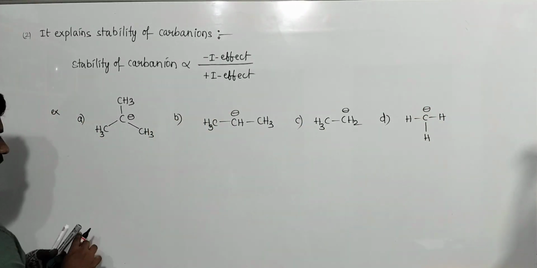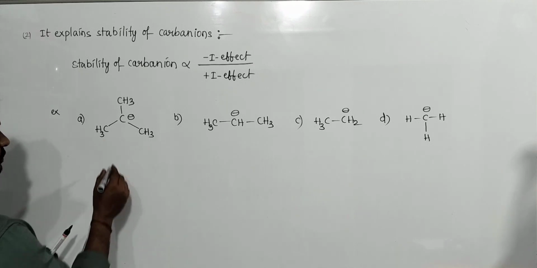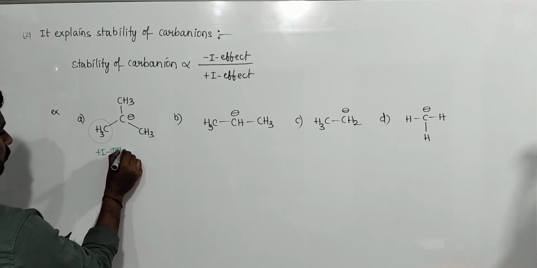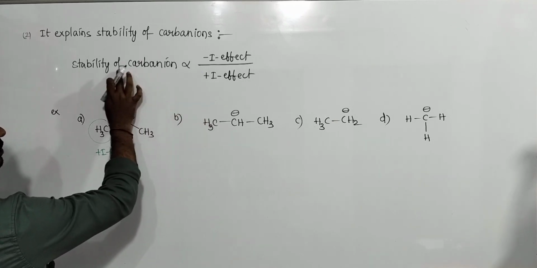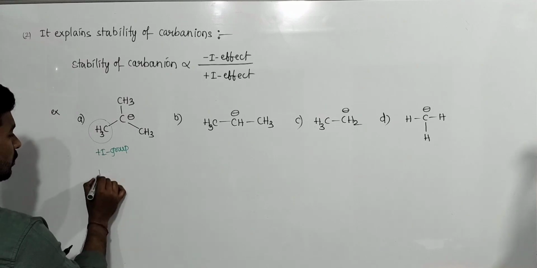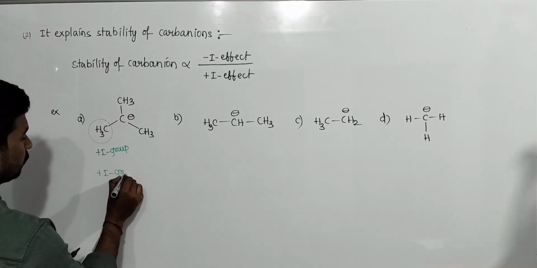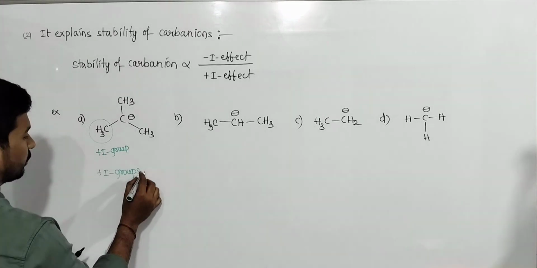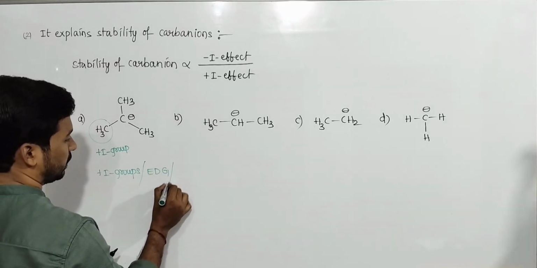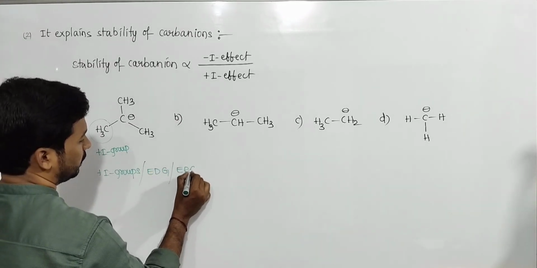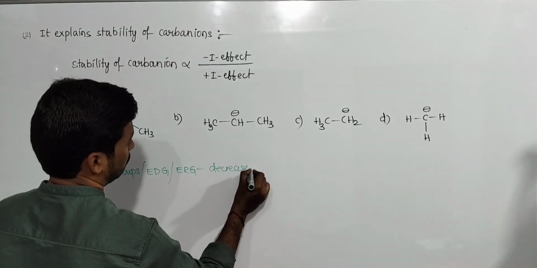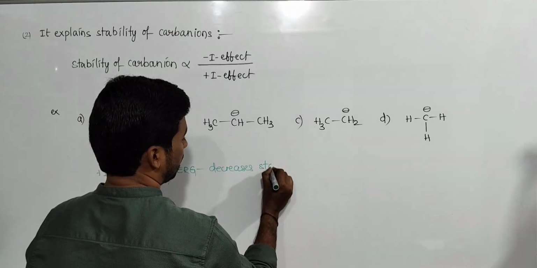Here methyl groups are plus I groups. Plus I effect decreases stability of carbanion. Both are inversely proportional. Plus I groups, also called electron donating groups or electron releasing groups, decrease stability of carbanion.